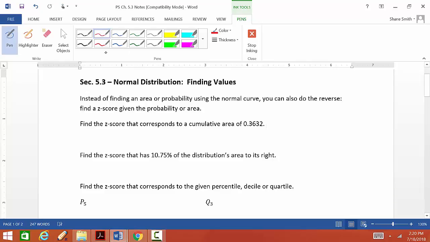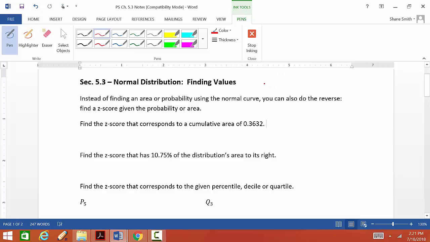Hi, so sections 5.1 and 5.2 were about basically finding areas or probabilities under the curve. 5.3 is exactly the opposite. So what we're going to do is find the value given the probability or area.